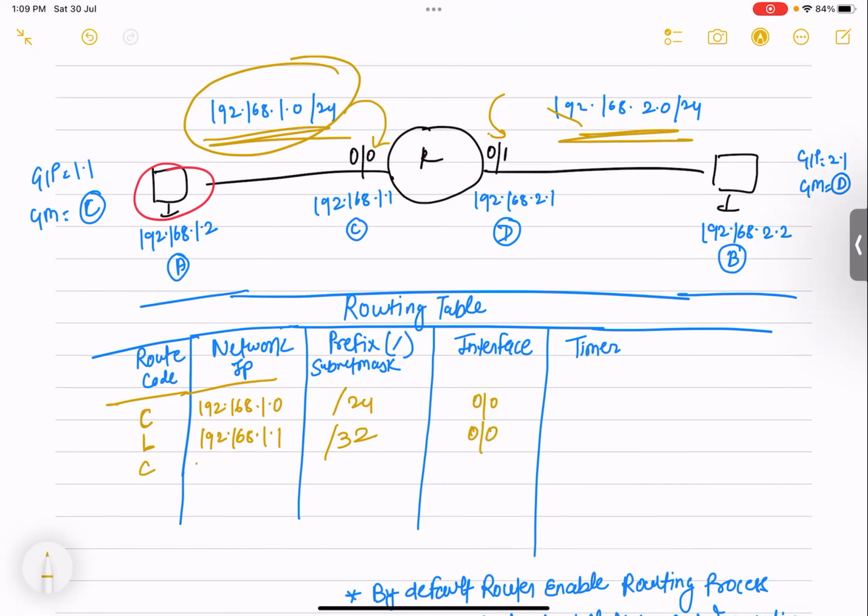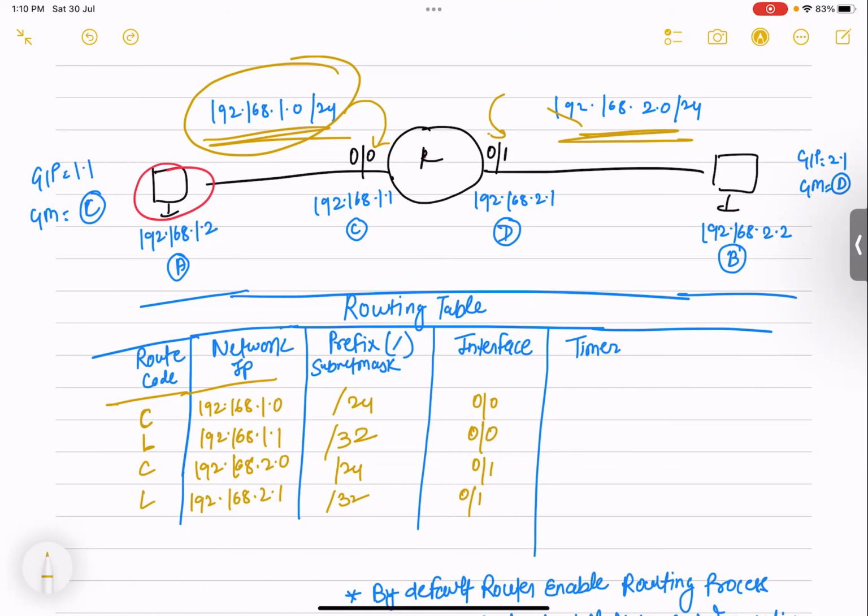So we are getting one more network, 192.168.2.0/24 on 0/1, and one more, 192.168.2.1 as L. The /32 mask means it is a single IP, all four octets. Clear?